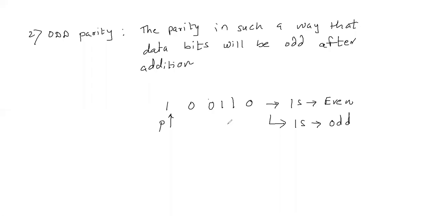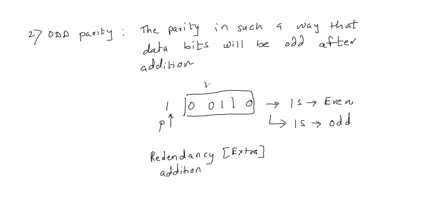Yes, ma'am, redundancy is basically increased. When we add these parities, this addition is called redundancy addition. The simple meaning of redundancy is nothing but extra. As I have told you, this bit does not carry any information. This bit is just a companion with the message bits. If I treat this as a message bit, this will be a different bit.